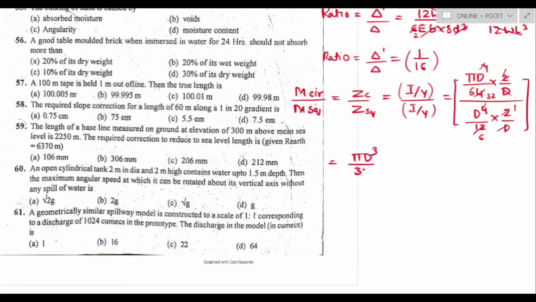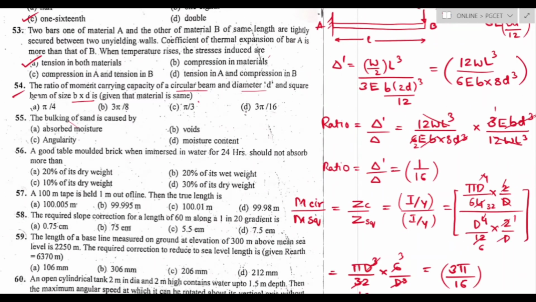That is equal to pi d cube by 32 divided by d cube by 6. d cube will be cancelled. 2 3s are 6, 2 16s are 32. So you will get the answer as 3 pi by 16. So the right answer is option D, 3 pi by 16.